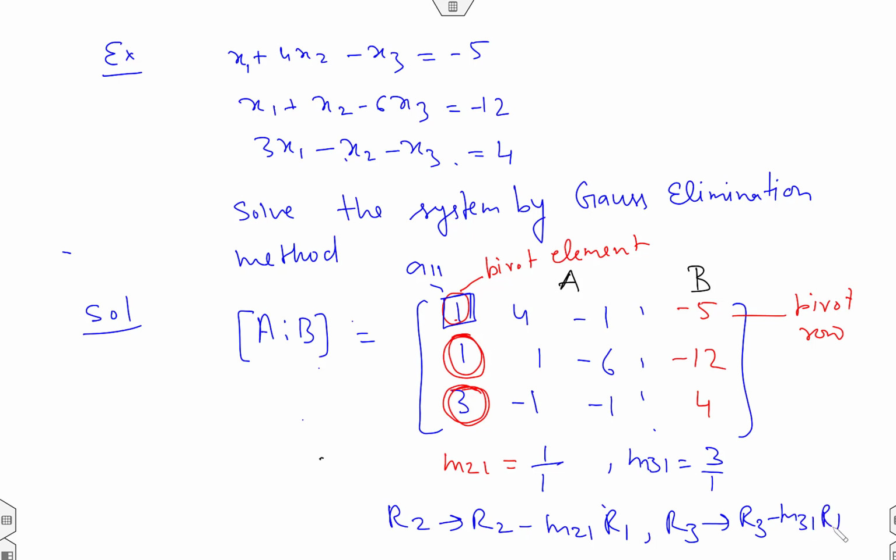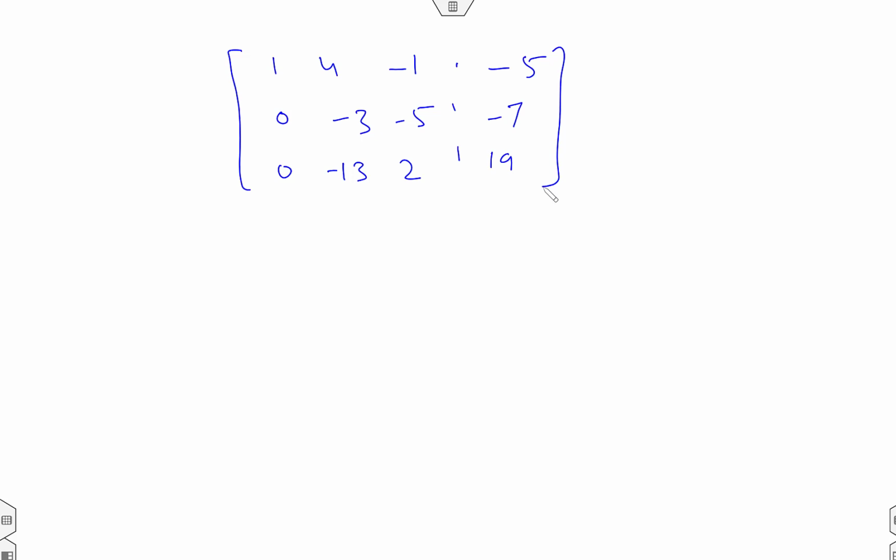Okay, so what are you getting? You are getting 0 after this step, like 1 4 minus 1 minus 5, 0 minus 3 minus 5, 0 minus 13 2 minus 7 and 19. Okay, now what is the next step? We have made 0 in the first column. So the next step is, we have to make 0 at this position, because our aim is to make 0 at the below diagonal elements.